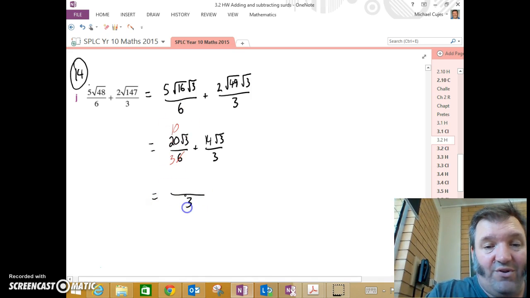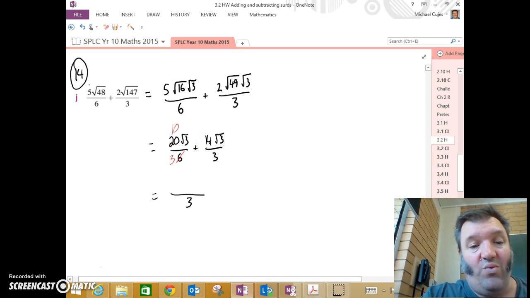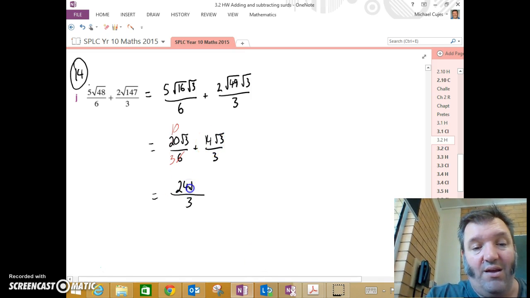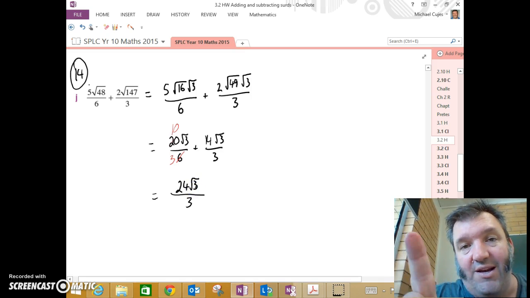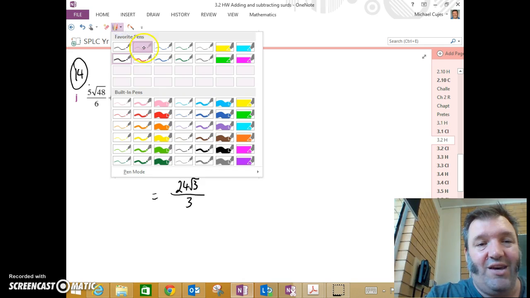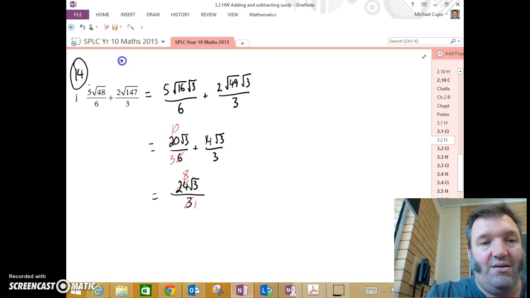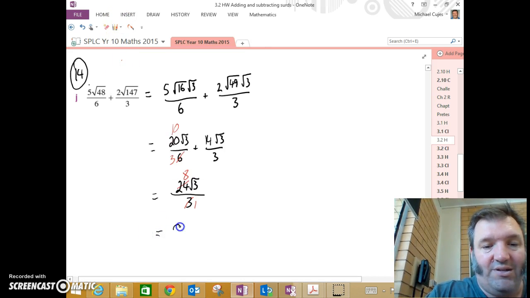Over 3, I've got 10 root 3 plus another 14 root 3. 10 and 14, 24 root 3 over 3. Am I done? You'd think so, but always check and see if you can cancel further. In this case, 3 goes into 3 once and into 24 8 times. So my answer, all nicely simplified, is 8 root 3.